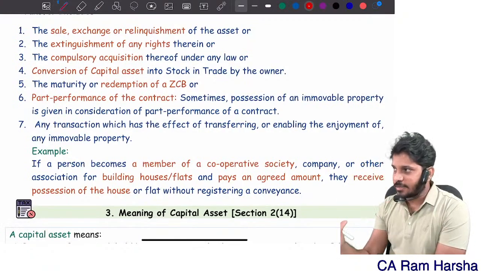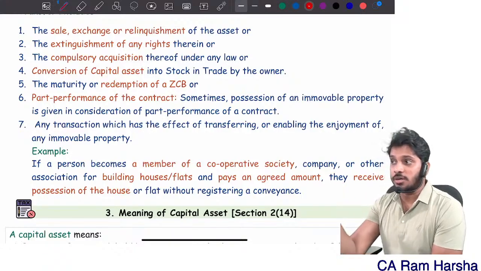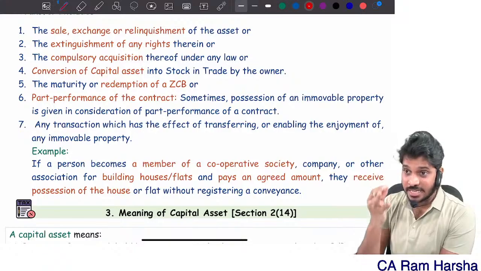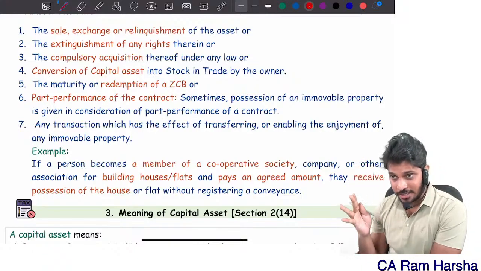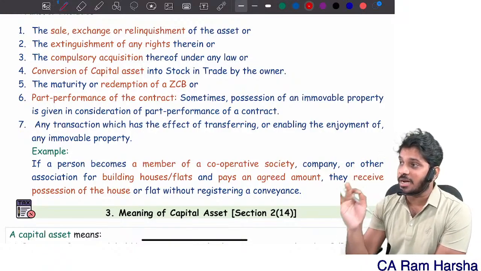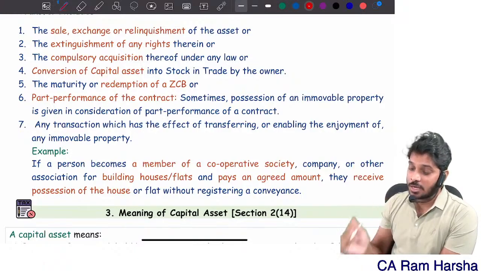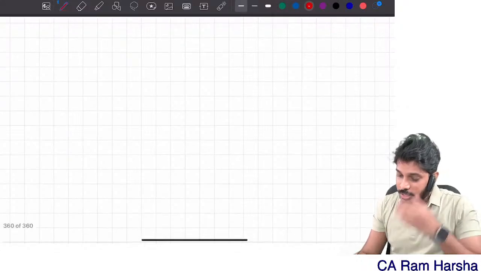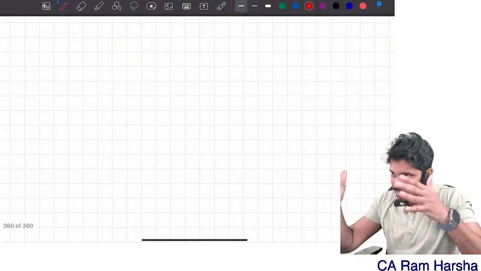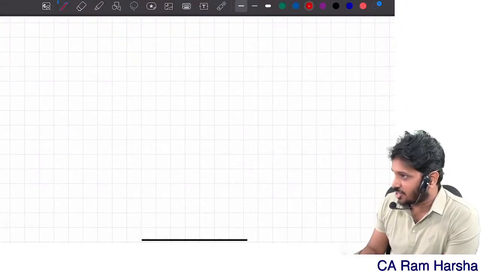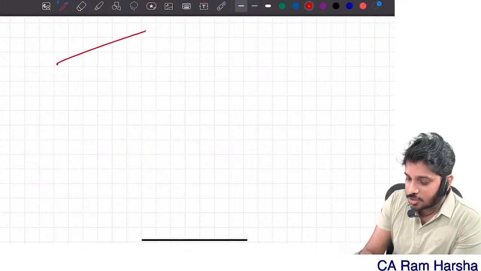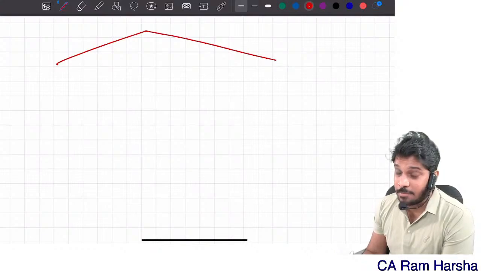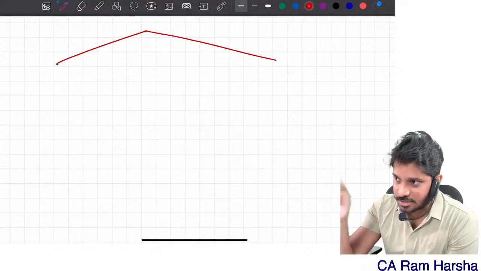Normally, when you're learning capital gains, the order in which you learn is different. But when you're revising capital gains, there is a particular order in which you should revise, so that you get ultimate command of the subject. Let's begin the actual capital gains revision discussion. Capital gains can be computed in 2 different ways.